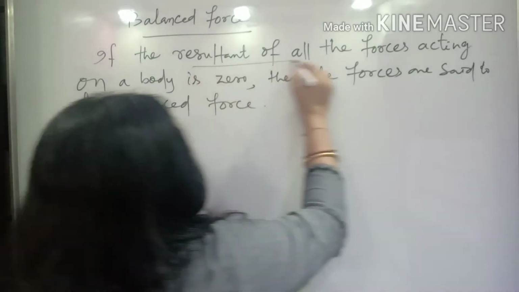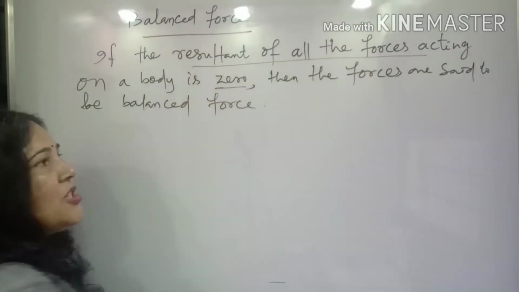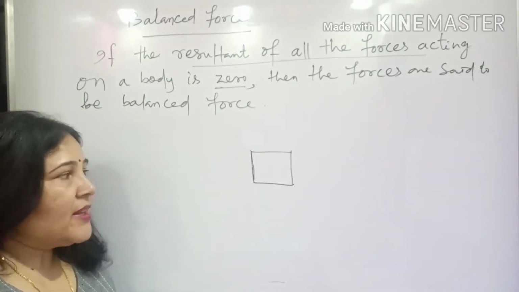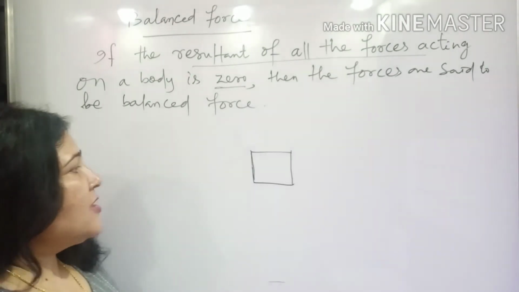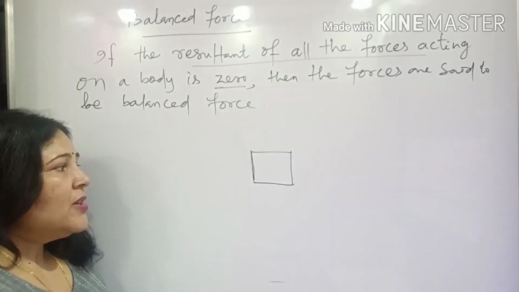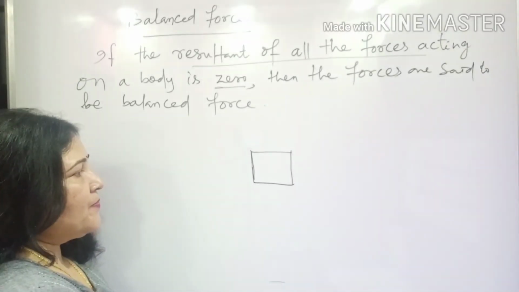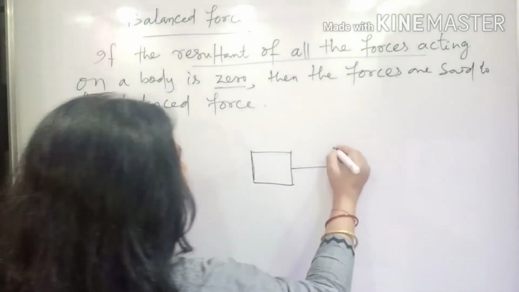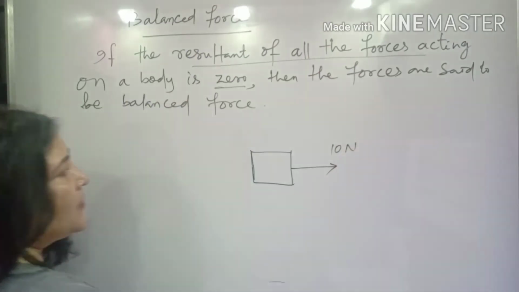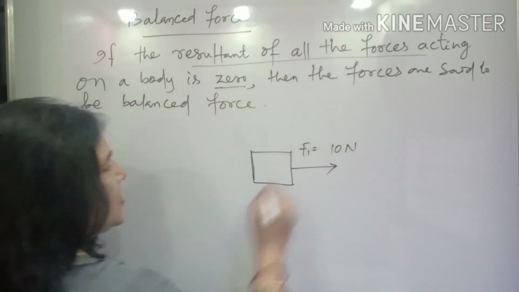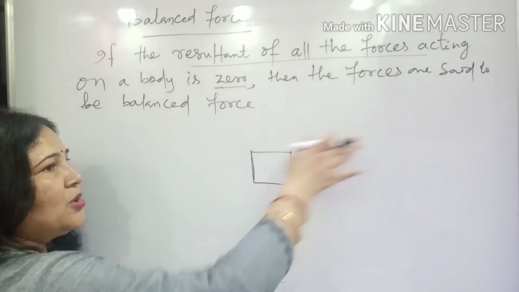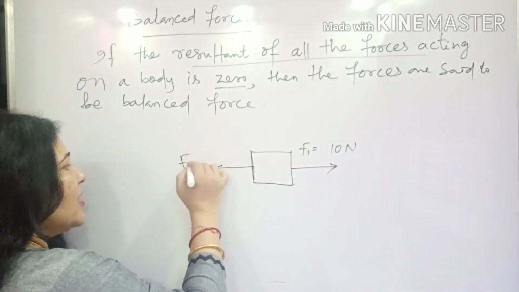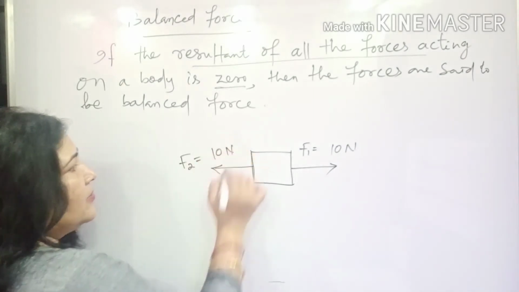If the resultant of all the forces acting is how much? Its value should be what? That is 0. So let's take an example to have a clear knowledge about what it means for the resultant to be 0. I have taken a body, and on the right side of this body, let's suppose a 10 Newton force is acting. Let this be force F1, which is 10 Newton, acting towards the right. Another force is acting towards the left, and this is force F2. This is also 10 Newton.